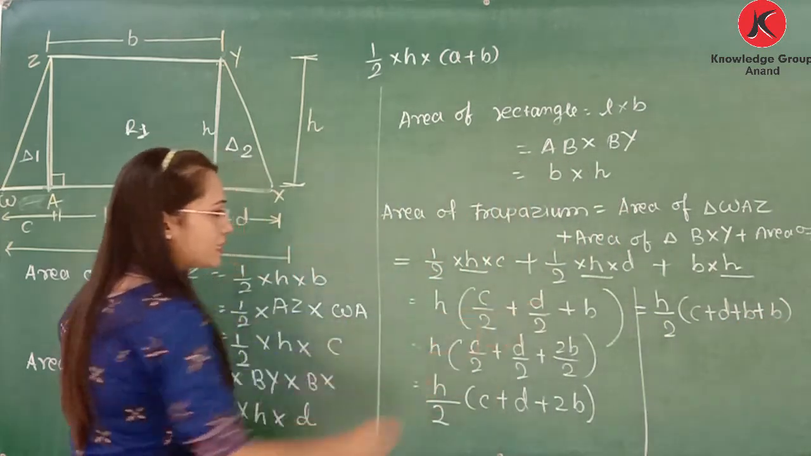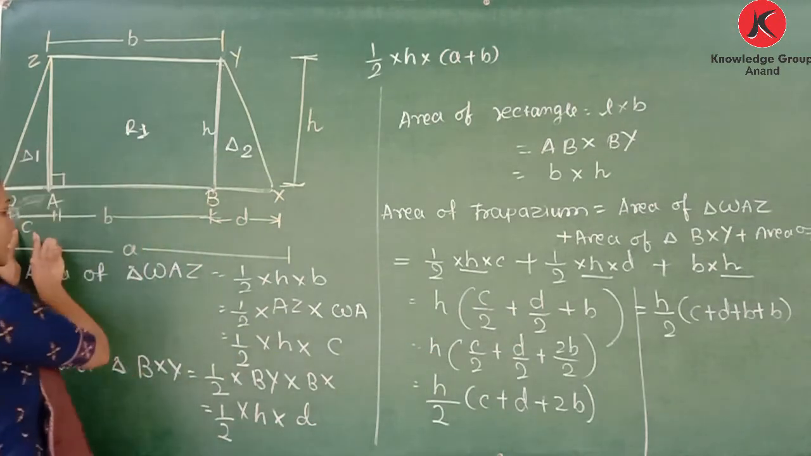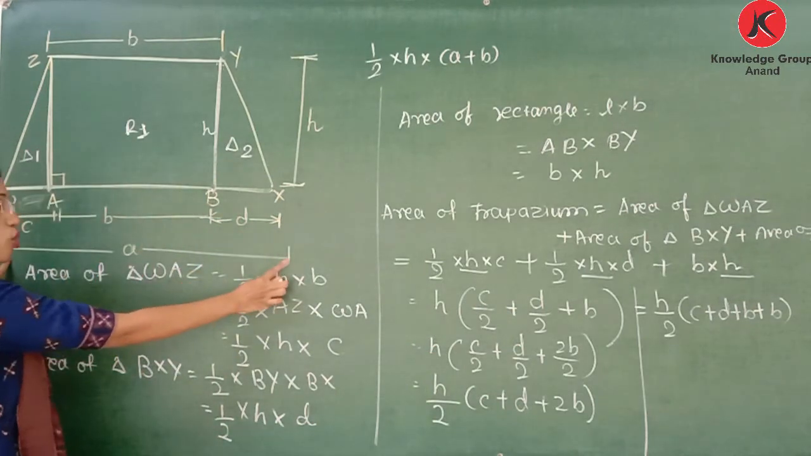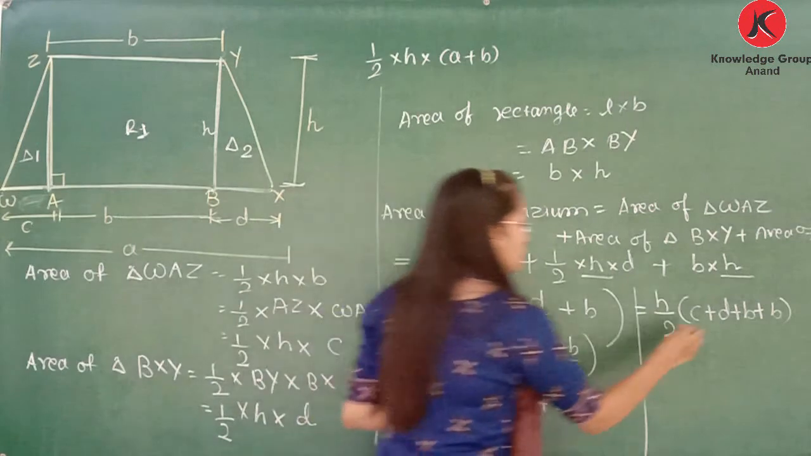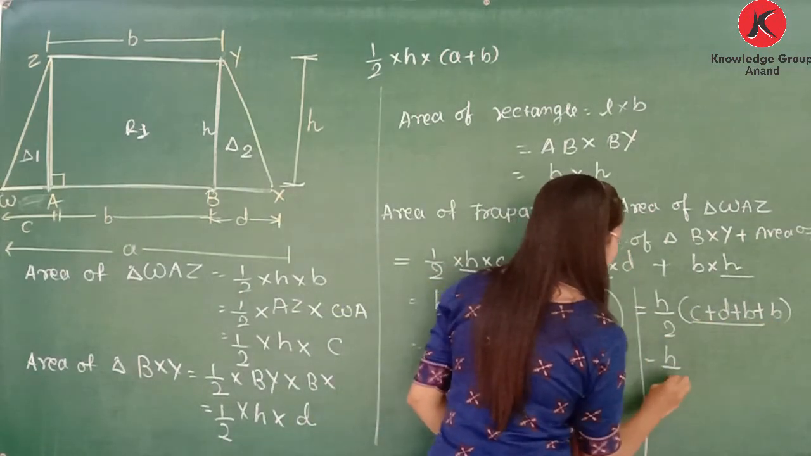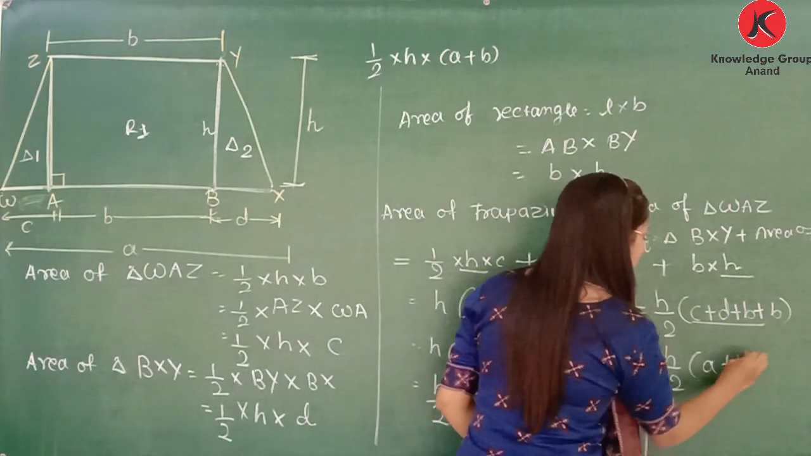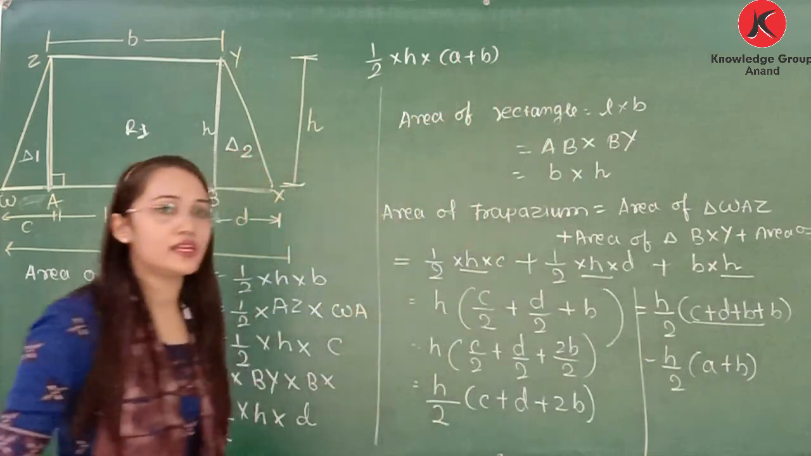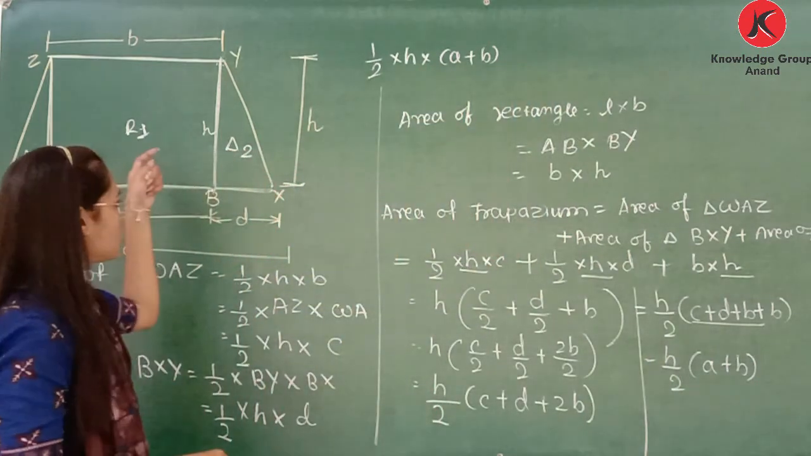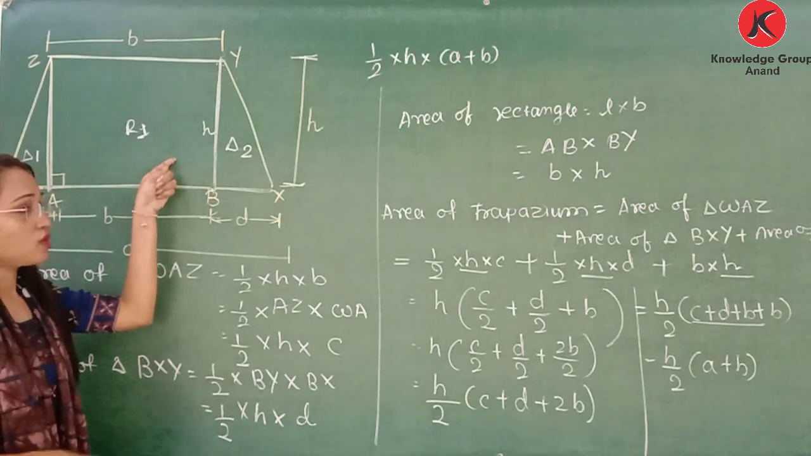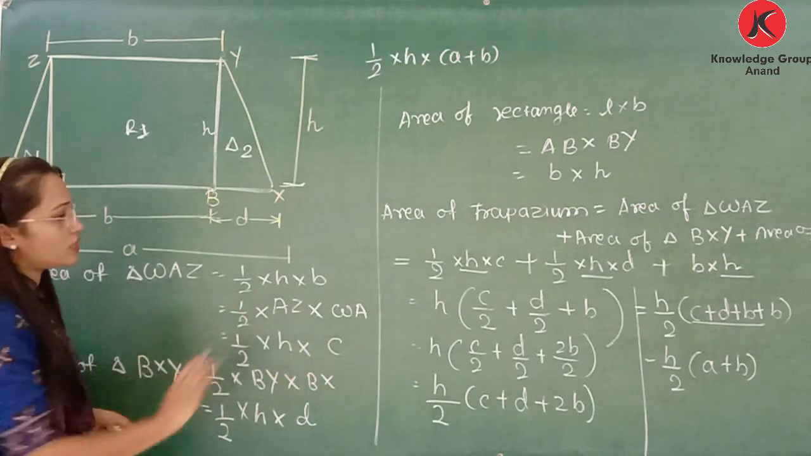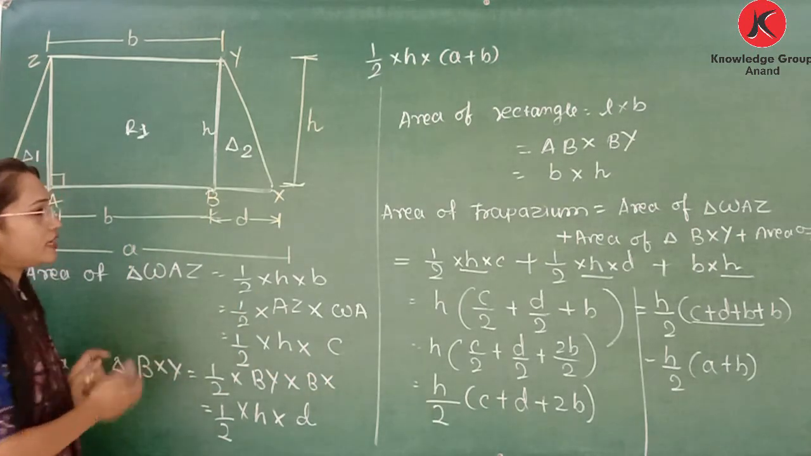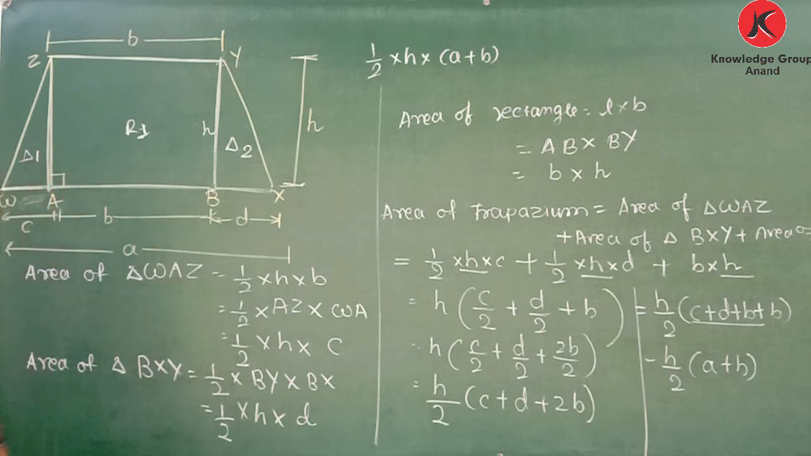2B can be written as B plus B. Now C plus D plus B, in the figure you can see, is the whole A. So this is our A plus B. So we get the equation 1 by 2 height inside the bracket A plus B. So if it is this kind of trapezium or the previous one, the equation remains the same, and you can derive the equation like this.